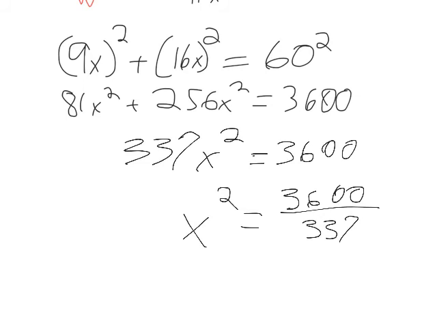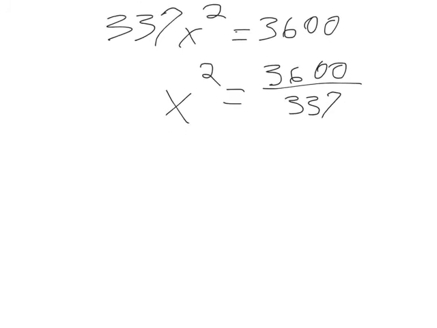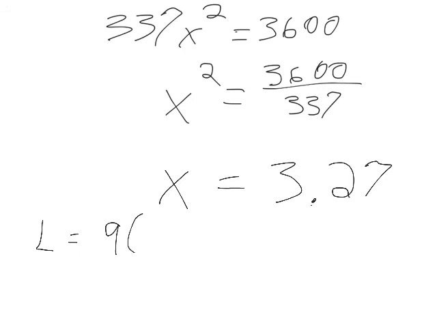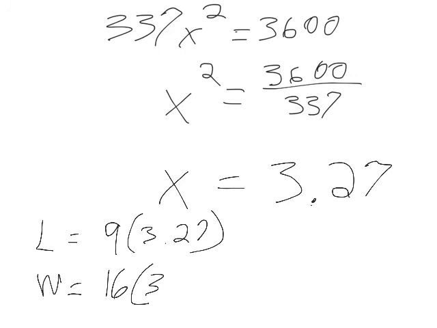And so what I'm getting for x when I do that, remember, we still only use the positive value for x because we are dealing with an actual TV, and these are distances we're measuring. So x is going to be equal to, if I go 2 decimal places, 3.27. And that's just x. So the height is going to be 9 times 3.27, and the width is going to be 16 times 3.27.